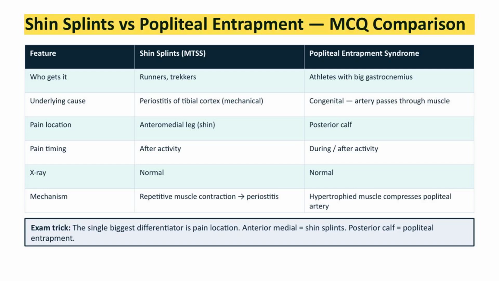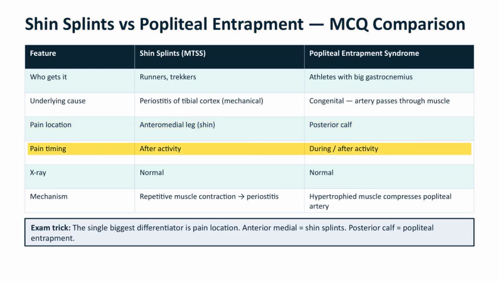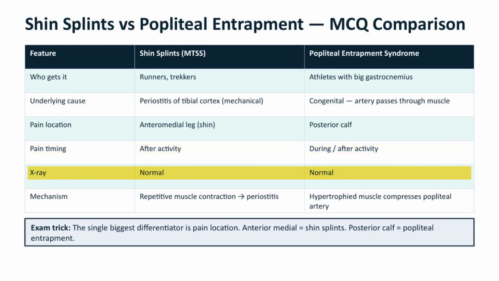Here's an MCQ distinction to remember. Anterior medial leg pain after activity equals shin splints. Posterior calf pain after activity equals popliteal entrapment syndrome. The X-ray is normal in both.